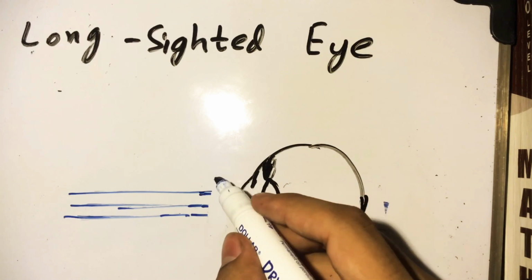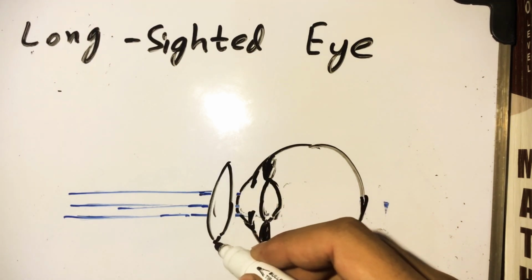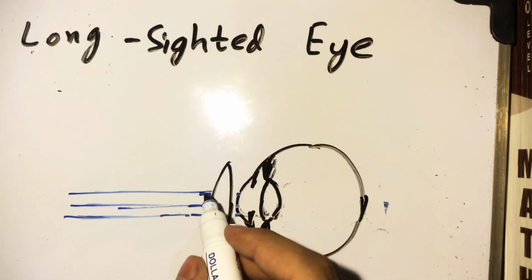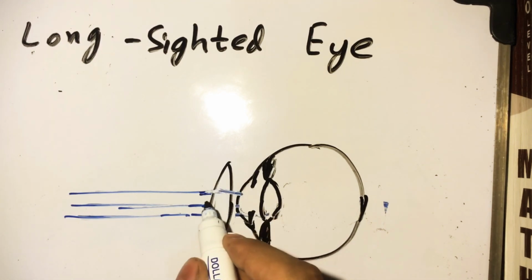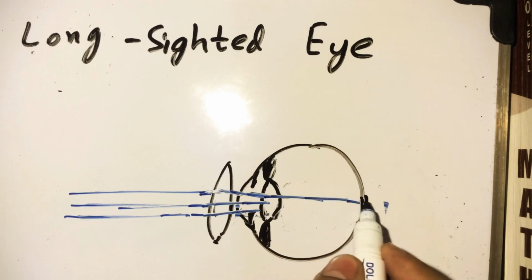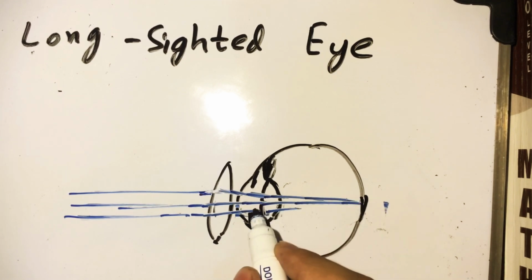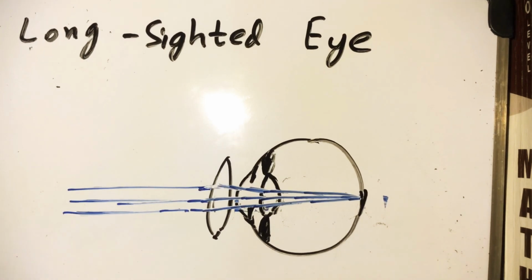Now what the converging lens does is that it brings the rays closer together so that when they are refracted by the lens of the eye, they converge at the retina. So, to correct long-sightedness, so that the person can see near objects, we use a converging lens.